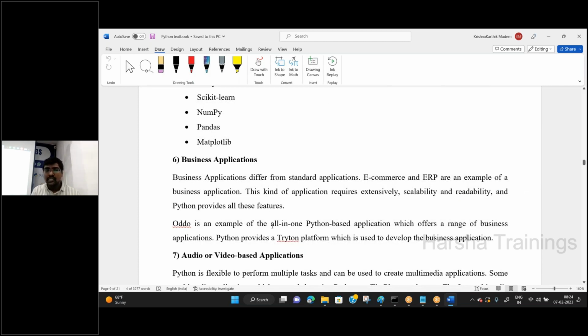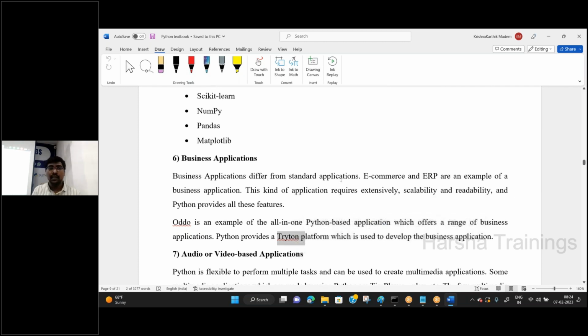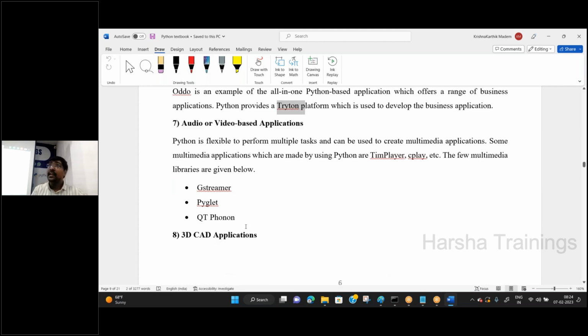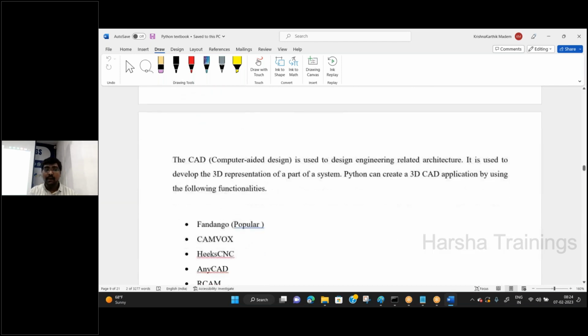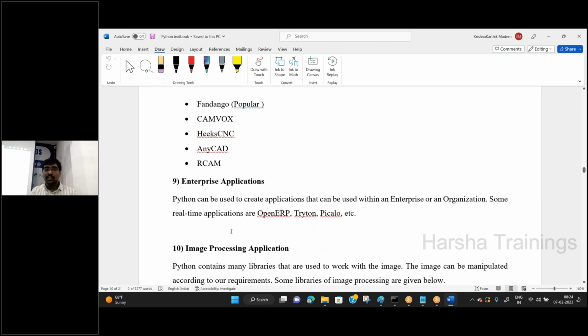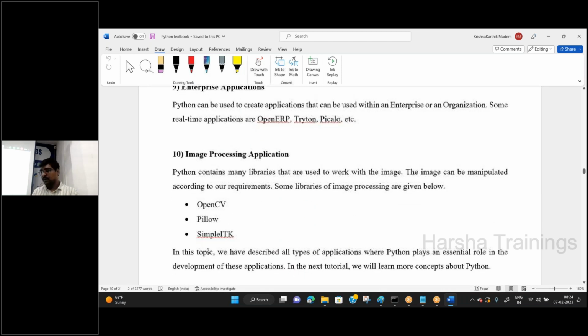Okay, all business applications. Suppose this is the module that is provided for business applications. All audio, video applications, these modules. 3D CAD, all civil students, 3D CAD applications, these modules are available. All enterprise applications, all image processing applications.